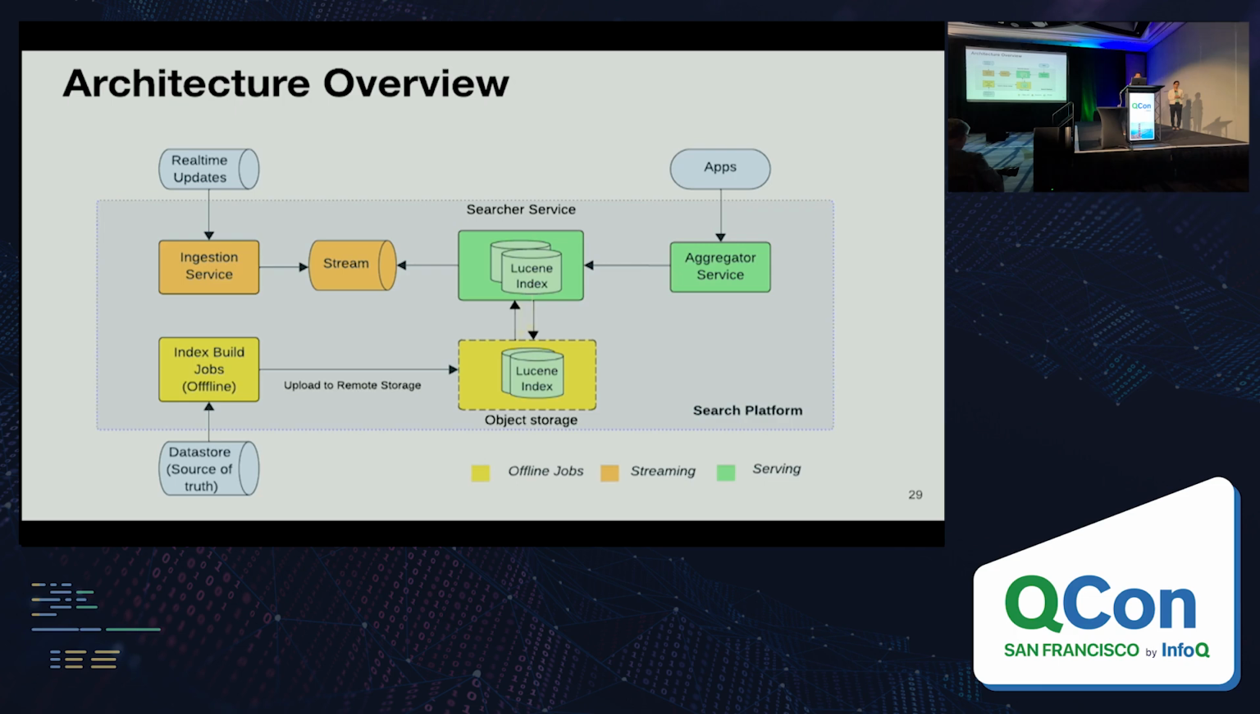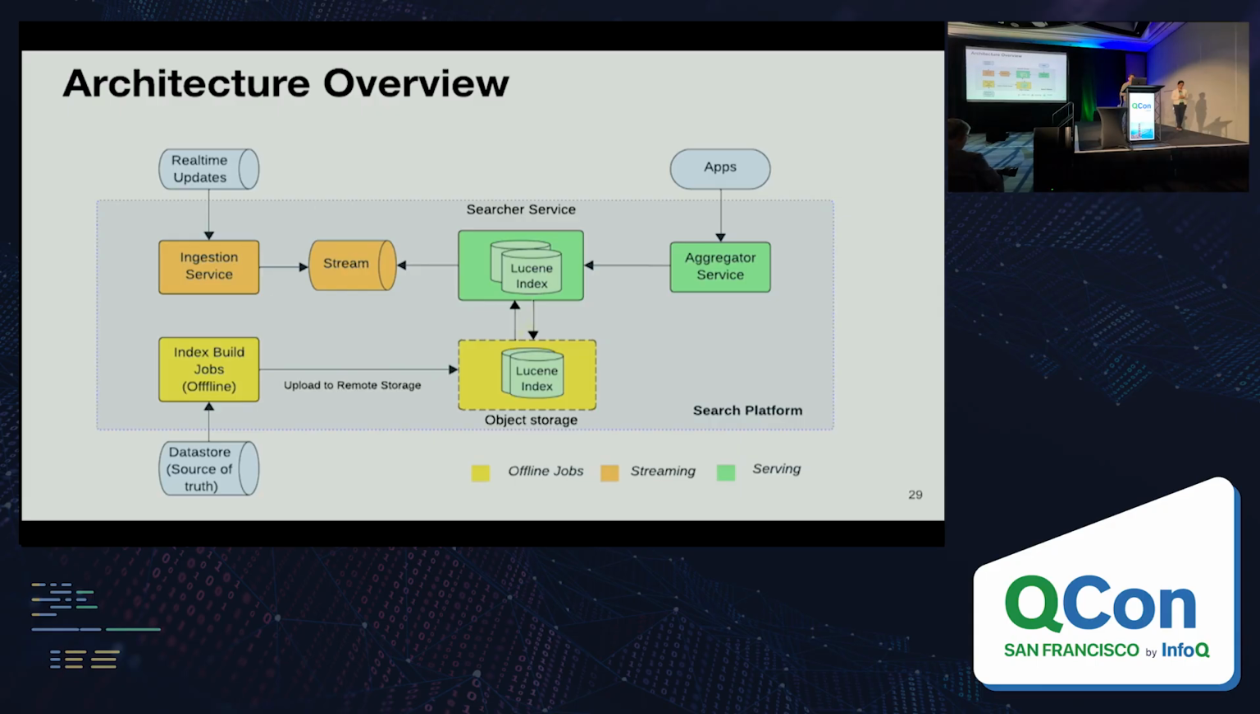Here's the architectural overview of the search platform. There are three key components here. The first one is the batch indexing pipeline. The second component is the streaming or real-time updates path. And the third component is the serving stack.